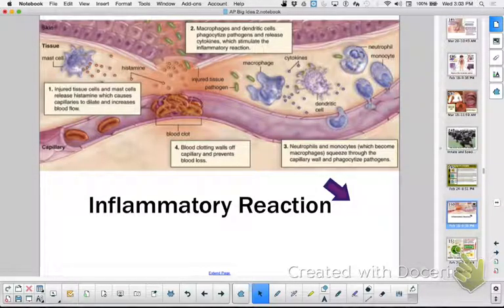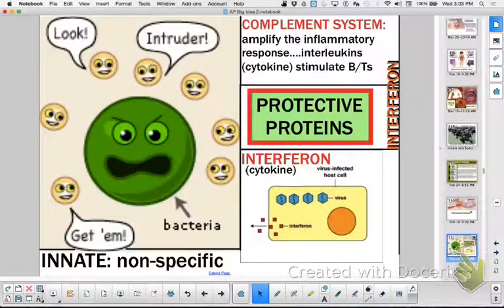We talked about protective proteins. We talked about interferon. And with interferon, if you recall, if a cell becomes infected by a virus, it's a warning that you would send out to all the other cells, like, don't let anything in because there's viruses out here.